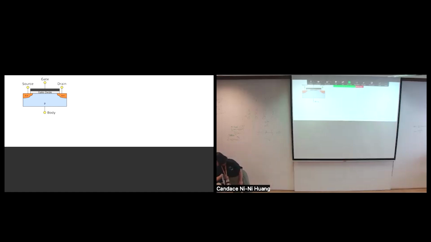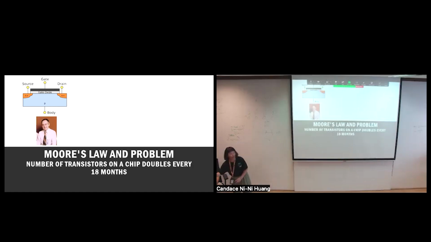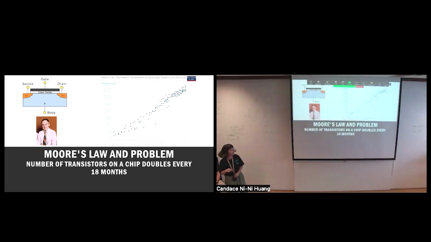Moore predicted that the number of transistors doubles every 18 months. You can see this in the figure shown. The x-axis is the production year, and the y-axis is the number of transistors that we use. You can see that approximately every 2 years we double the transistors in a chip.